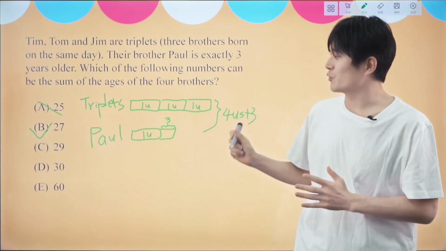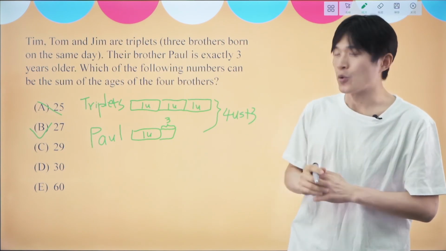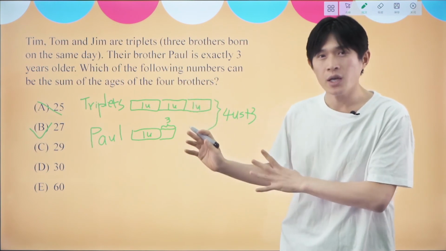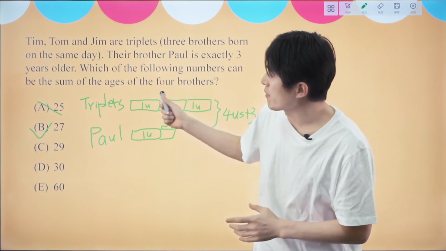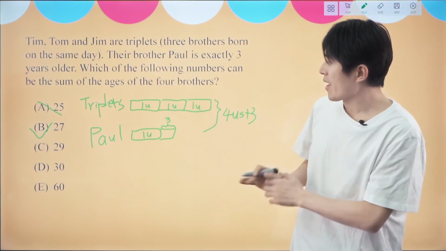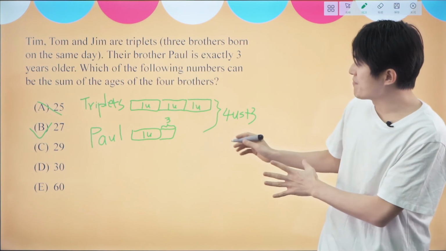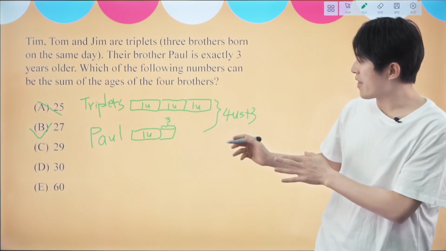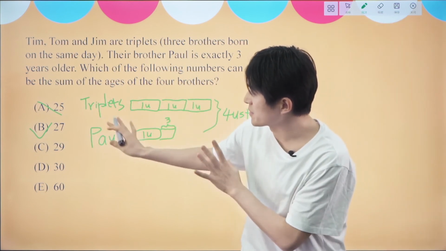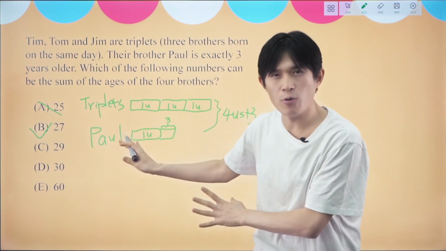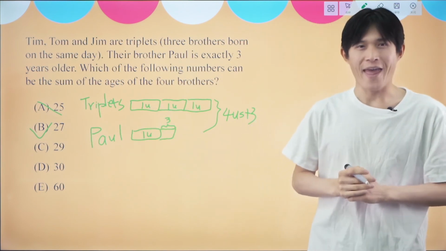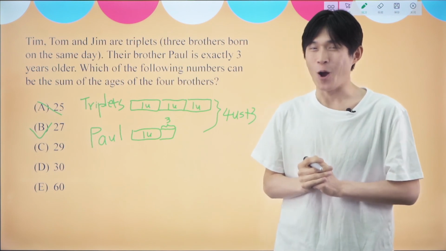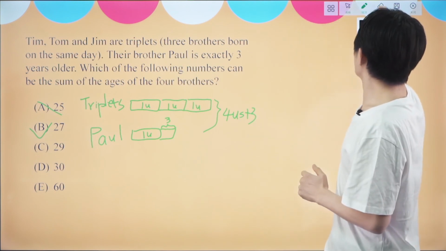Because there's only one correct option, we don't have to go through all the options. Now you know how to solve this problem. We can draw a model and use 1 unit to represent each one of the triplets' ages. And then we have this addition, get the sum, and know that the number minus 3 must be divisible by 4, and we get the answer. Well done if you did the same way.